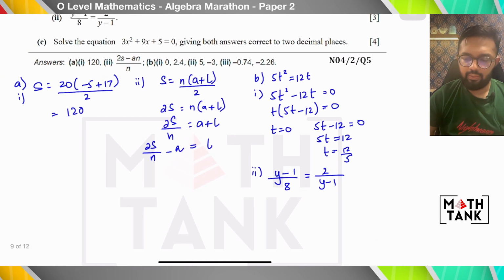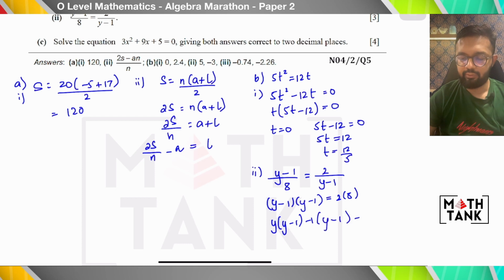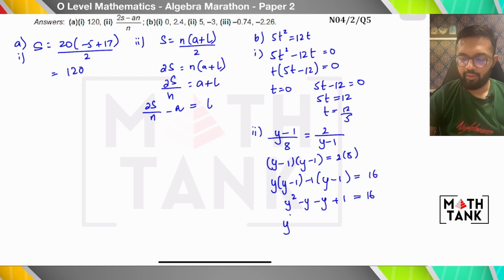I think the easy way to simplify is to cross multiply this. So I get y minus 1 into y minus 1 equals 2 times 8. So I get y squared minus y. Okay, since some people are really confused, that's what I'm doing. So y squared minus y plus 1. So I get y squared minus 2y minus 15.